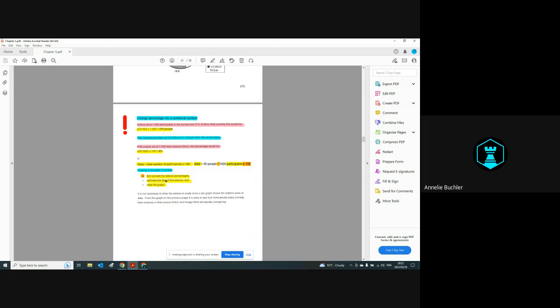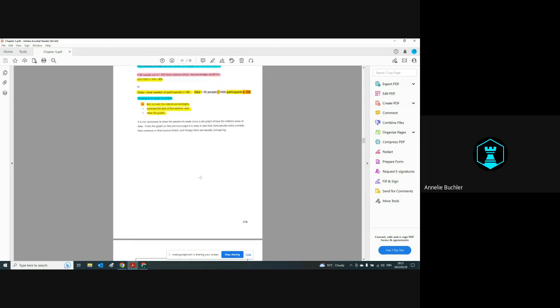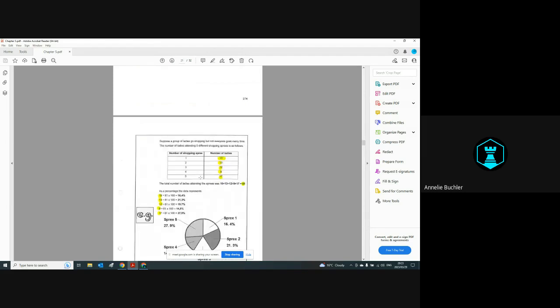You can say, first convert the data into percentages. That's so important. Estimate the size of the sectors and draw the graph. If you do it on a computer or Excel, for example, the computer does it automatically for you, okay? And in fact, it will convert the data into percentages as well, okay?